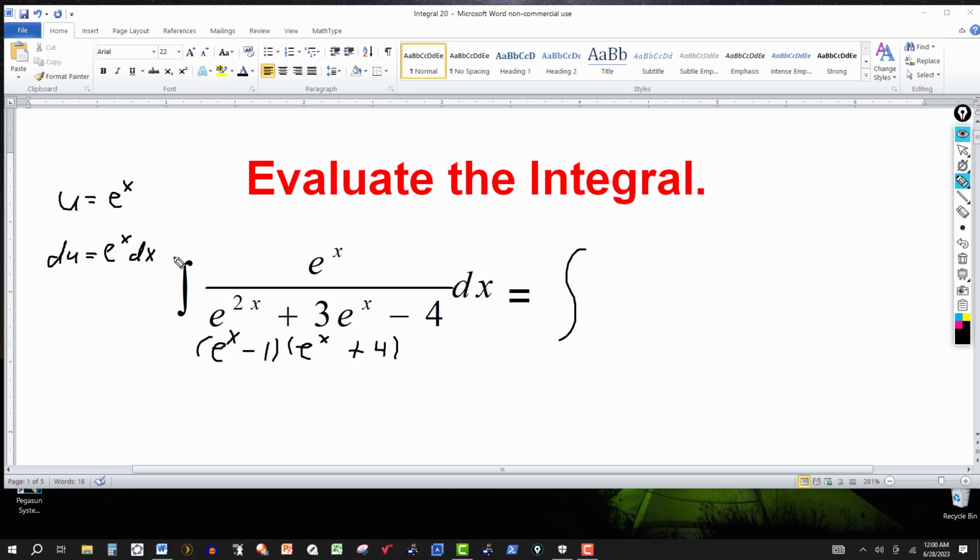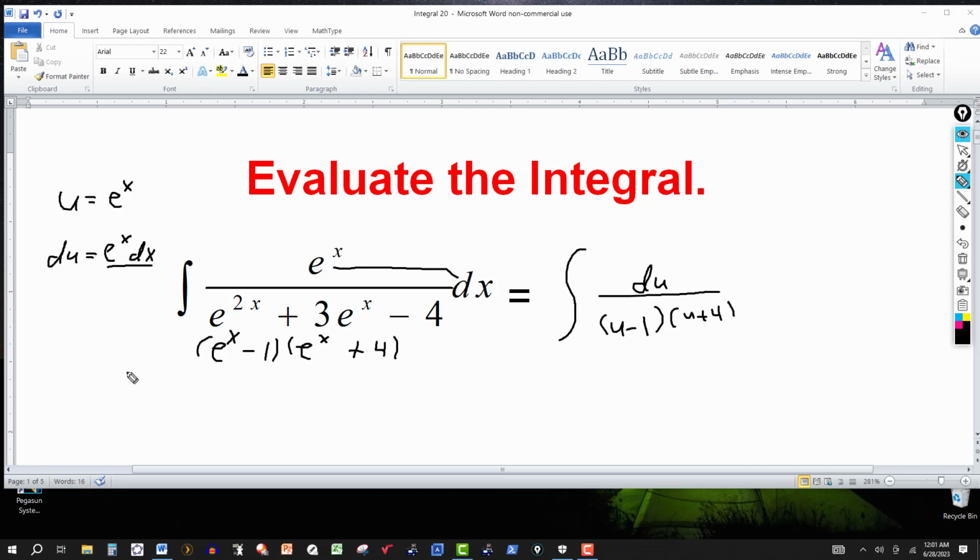So now let's go ahead and transform this into an integral involving the variable u. We have e to the x dx here as a product, and that can be replaced by du. And then on these factors, we replace the e to the x by u. So we have u minus 1, and e to the x plus 4 becomes u plus 4.